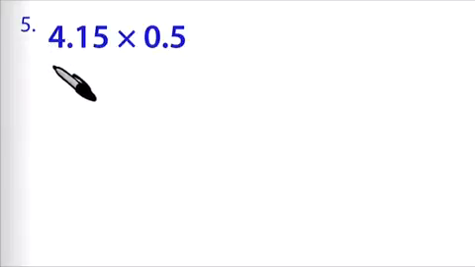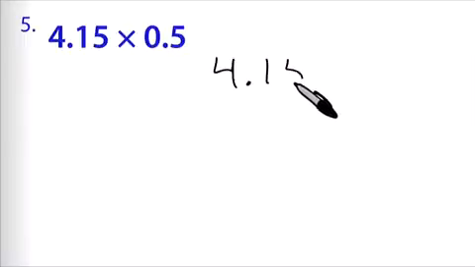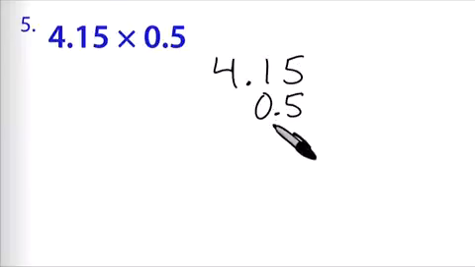For problem 5, we have 4.15 times 0.5. So we'll rewrite these in stacked form, the numbers one on top of the other. And if we wanted, we could change the order, but there's no reason to. So we have 0.5. With multiplication, you don't line up the numbers by what place value they are.